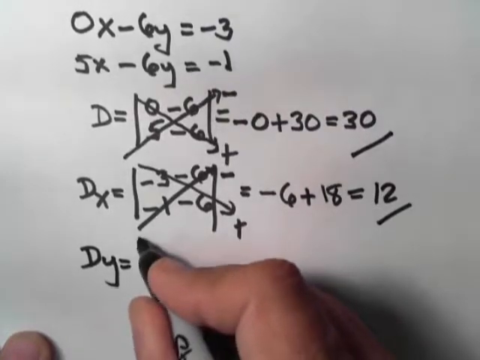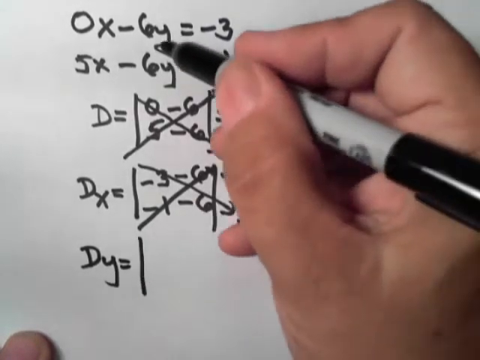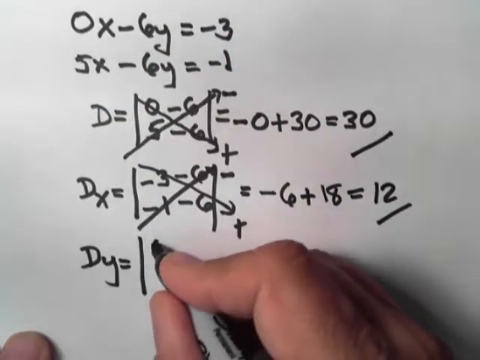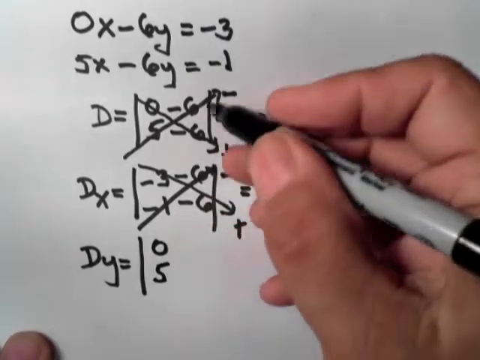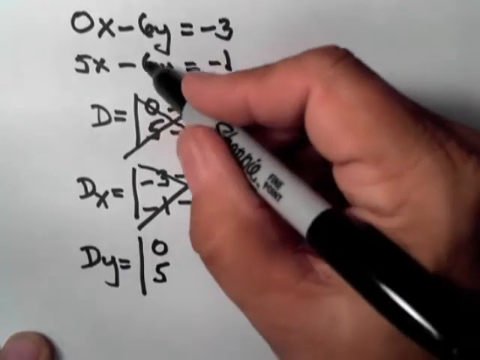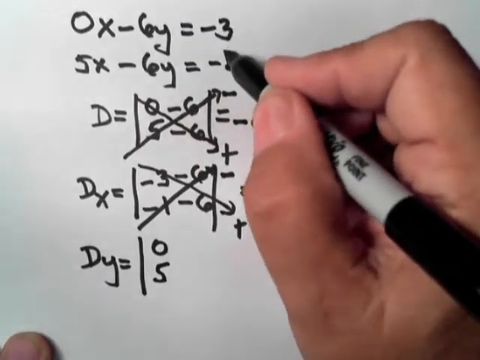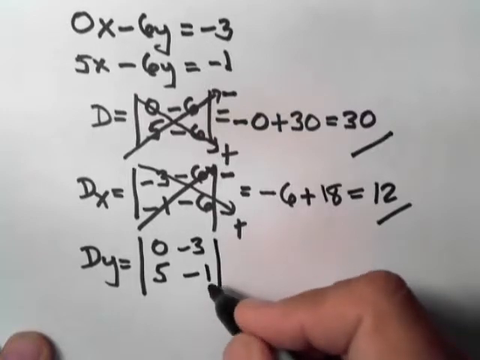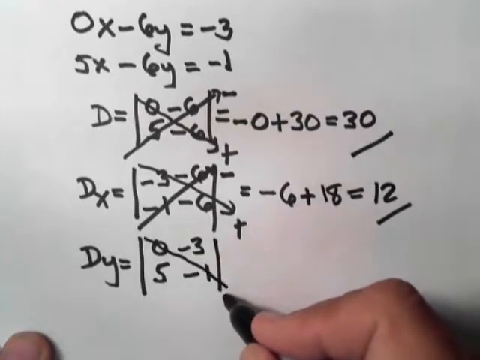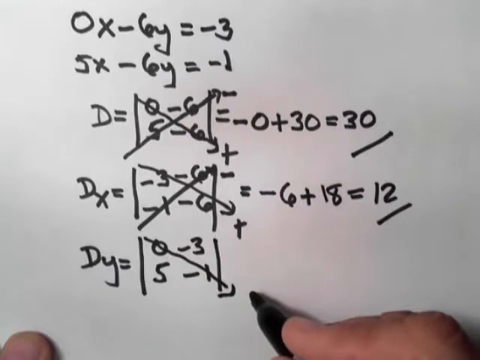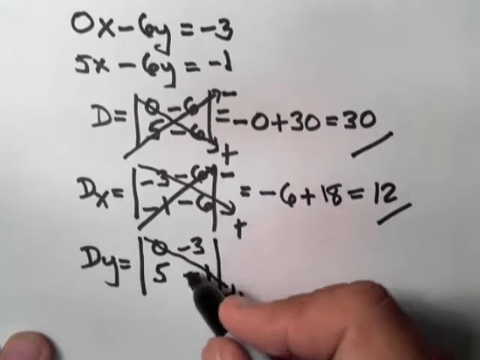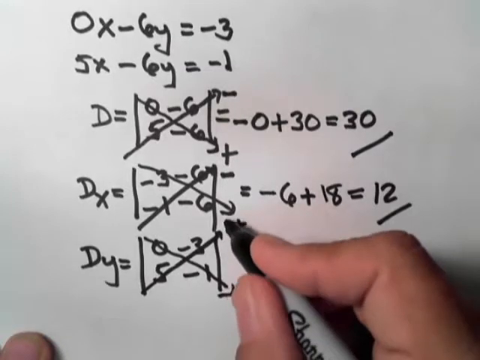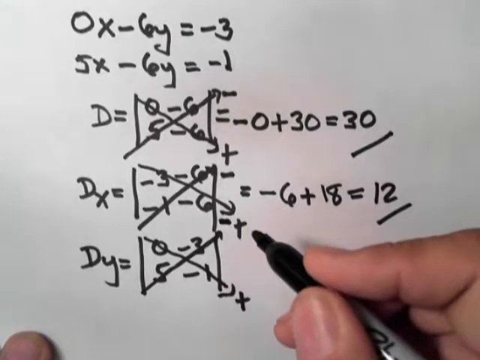D sub y, now again, we're changing the y coefficients, not the x. So the x's stay the same, 0 and 5. Then we're going to replace the y guys with negative 3 and negative 1. Here they come. Now again, our guiding bars here. Negative slope, we take the opposite, there's an extra plus. Upward slope here would be positive, we take the opposite, so there's an extra minus.